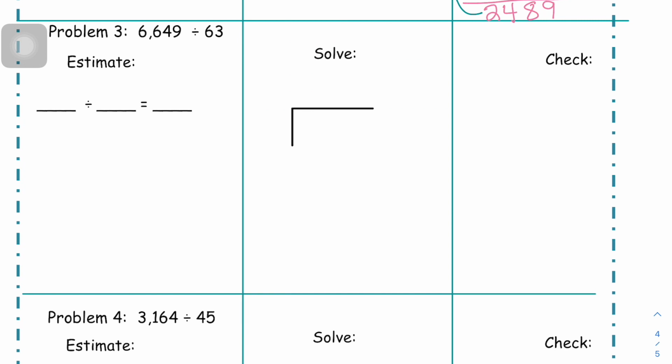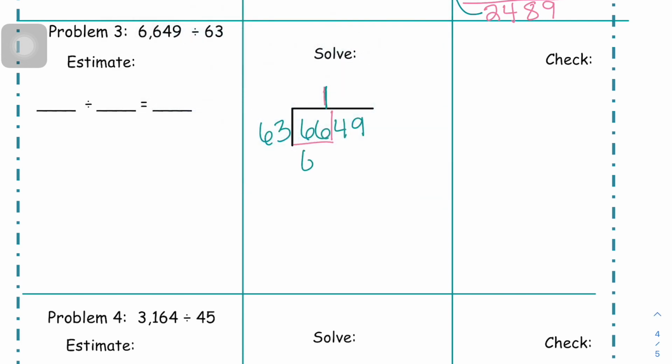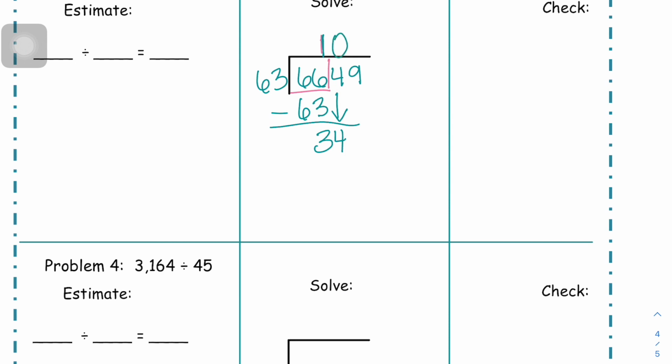Okay, next problem. 6,649 divided by 63. Now, you remember when I said sometimes it's best just to get started? And I'm looking at this and it looks like 63 goes into 66 once. Actually, you want to write with blue. So 1 times 63, and when I subtract, I get 3. Bring down your 4, and I think we know what number goes at the top when I cannot divide. So I'm going to put a 0 there.